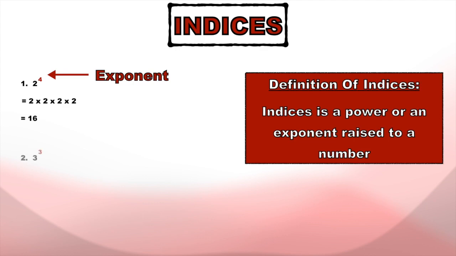Another example shows us how 3 has been multiplied by itself 3 times. 3 times 3 times 3 gives us 27. So now that you have understood what indices mean, let's look at the rules and laws of indices.